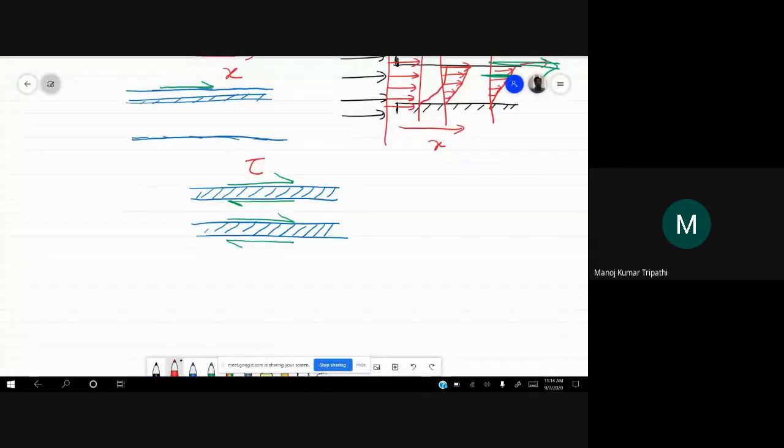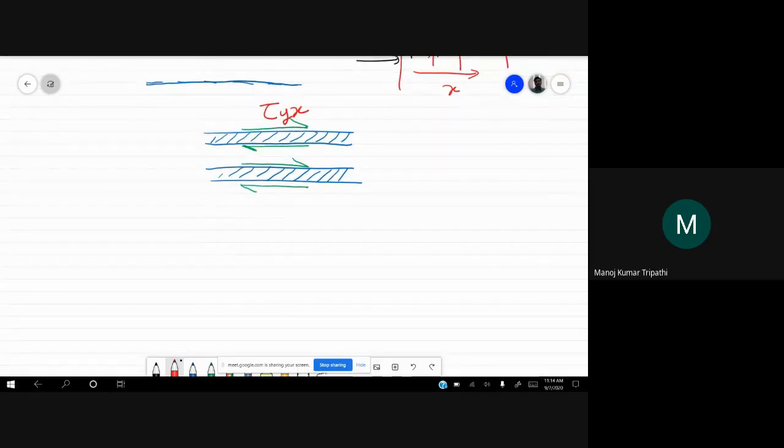Okay. So this is the top face, and the normal vector to that face is in the y direction. So the first subscript will be y, and the force is acting in the x direction. So the second subscript is x. So this is tau yx. And according to our sign convention, if we consider a negative face, this is the negative face. Negative face we are calling it because the normal points in the negative y direction.